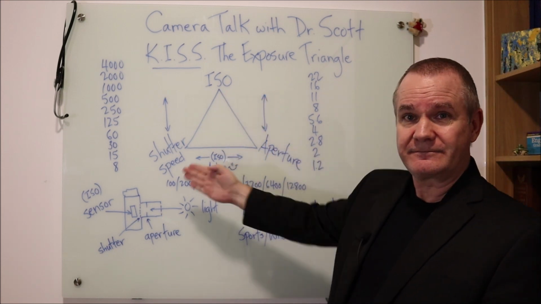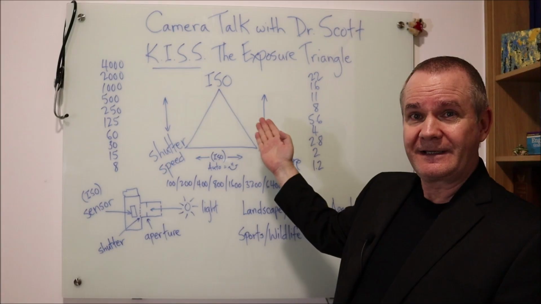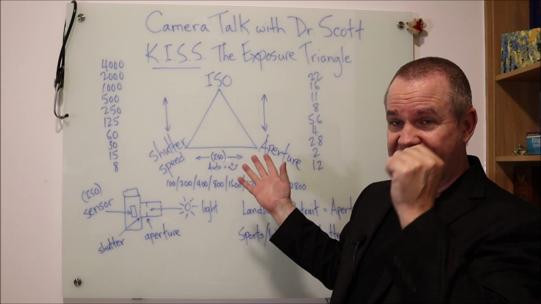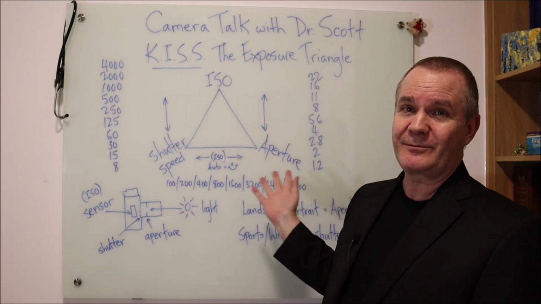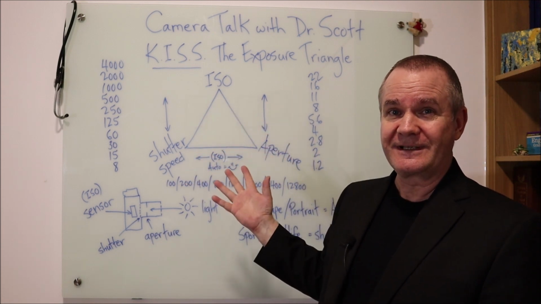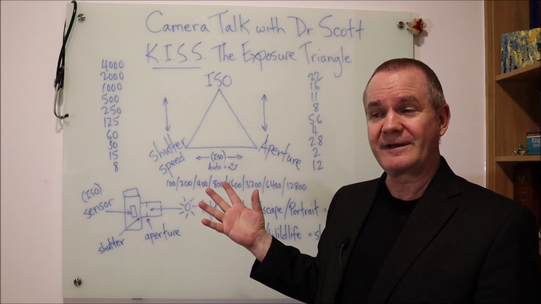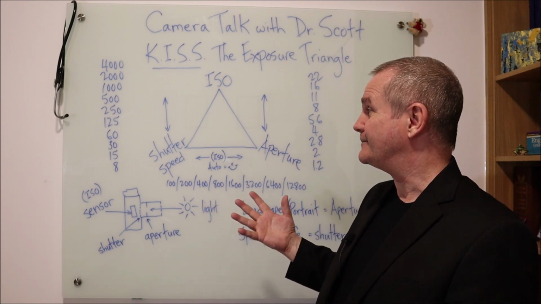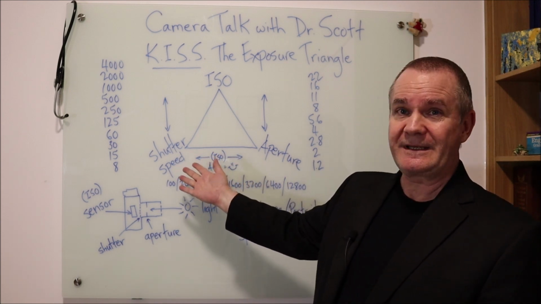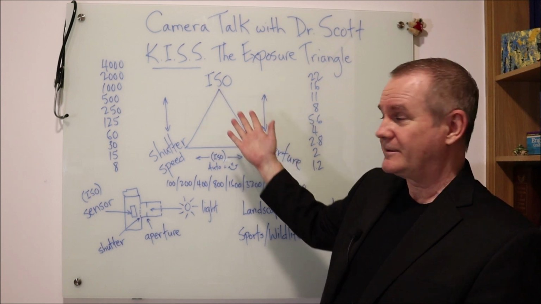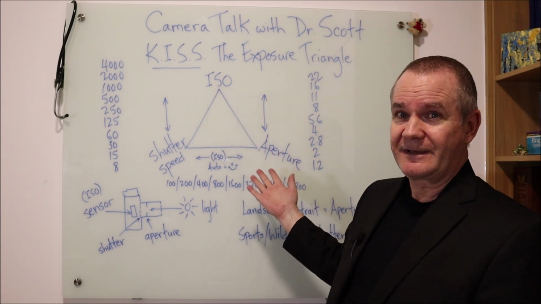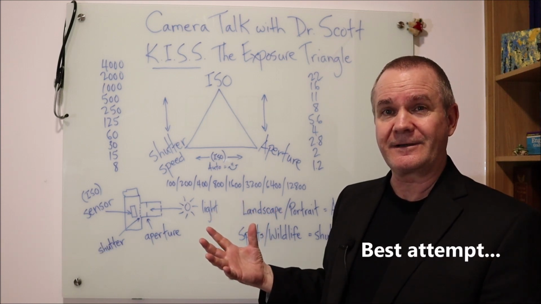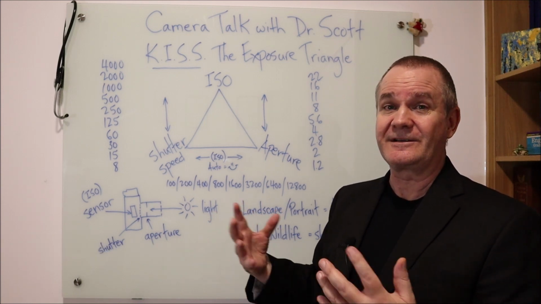So here we have the triangle, the infamous golden triangle. If you've seen any other videos on this, or you've discussed this with other people, you'll know that it's made up of three factors that your camera deals with in order to get you the best possible picture. And it is shutter speed, ISO, and aperture.